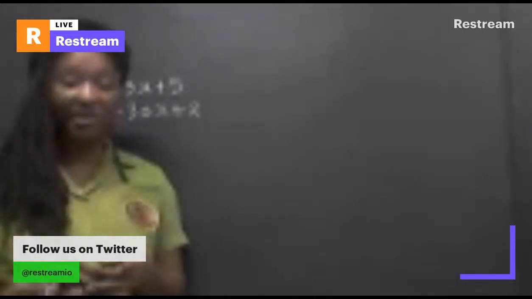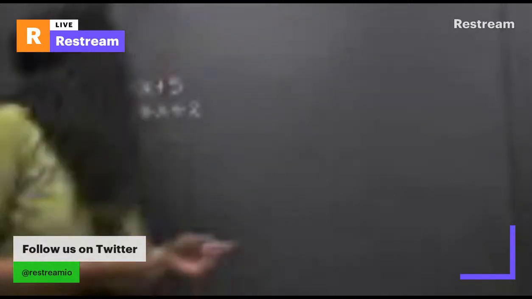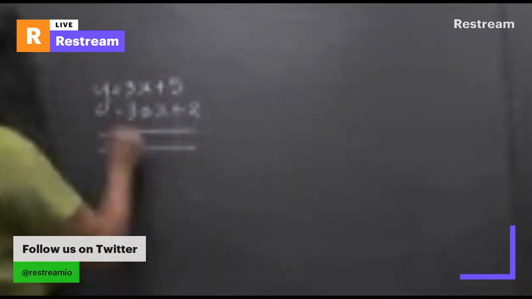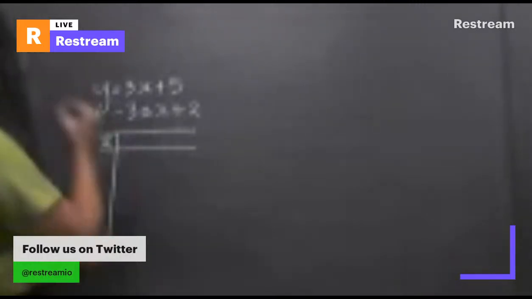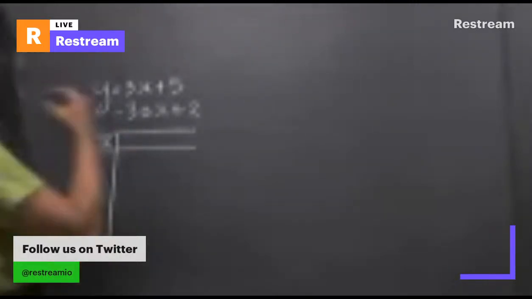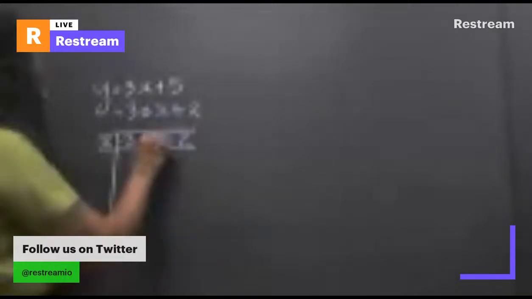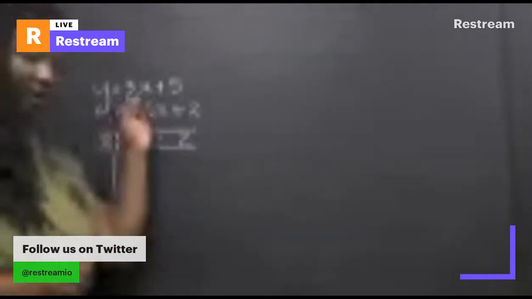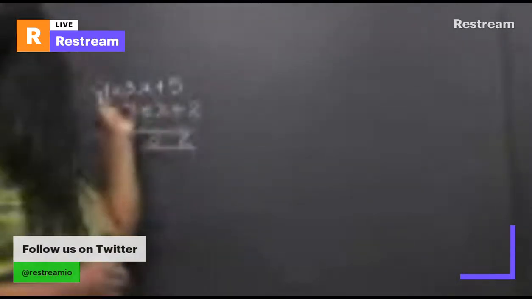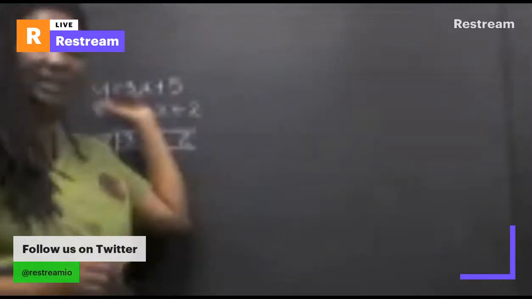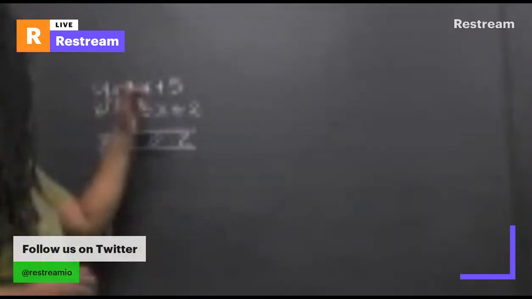So we're going to set up our table, and we're going to put the -3 and 2, and put 0 in the middle. Now we go back to our equation, which tells us what to do with our x values to get our y value. So it says multiply the x values by 3 and then add 5. That's what we're going to do.